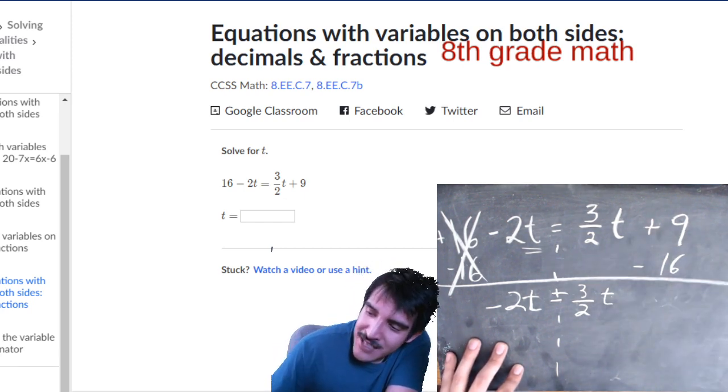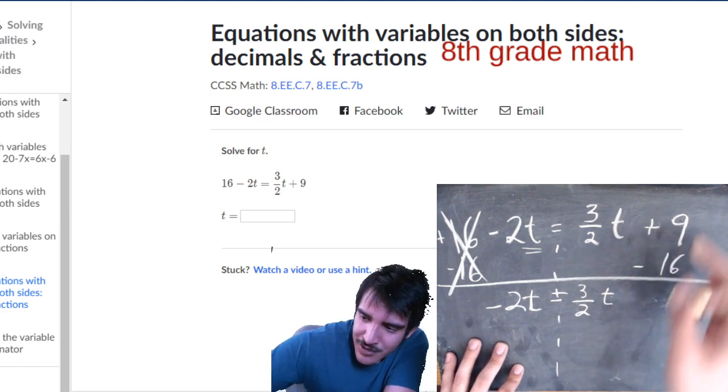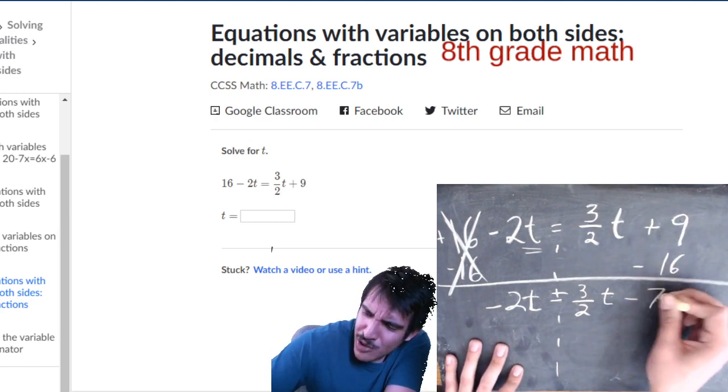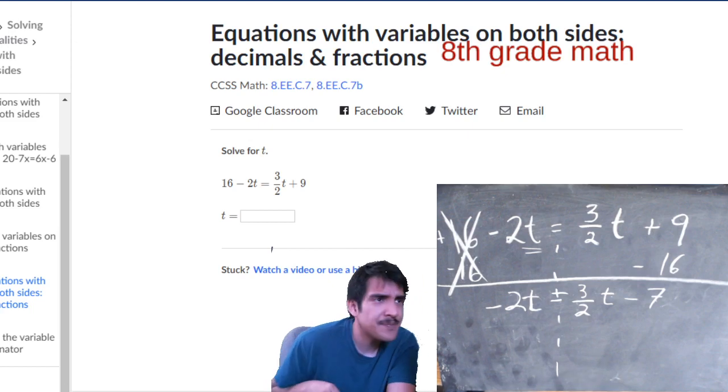All right, 9 minus 16. Well, I know 16 minus 9 is 7, so 9 minus 16 is negative 7. I believe that subtraction already happened earlier in the lesson.